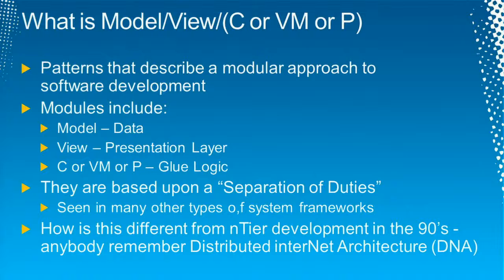So what is this whole model view C, V, M, P? Once again, patterns. It's not an exact science, it's giving you general ideas on how to implement your software. It includes standard modules, like the model, which is the data and business logic. You have the view, which is the presentation layer. And finally, that C or VM or P, which is kind of the glue logic that pulls the view and the model together.